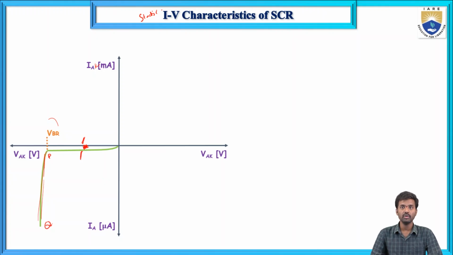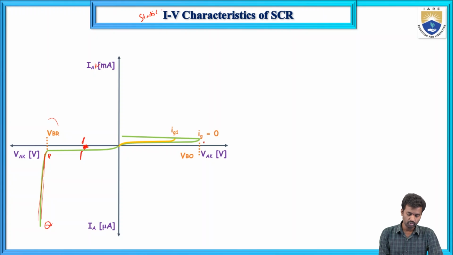And next, in the forward bias condition, only a very small amount of current flows, because J1 and J3 junctions are forward biased and the J2 junction is reverse biased. That small current is the forward leakage current. When the anode voltage exceeds the forward breakover voltage, the J2 junction avalanches and breaks down, and current flows in the SCR. In that case, the anode cathode voltage decreases. So this is the forward blocking condition.